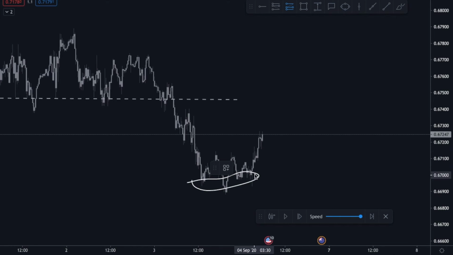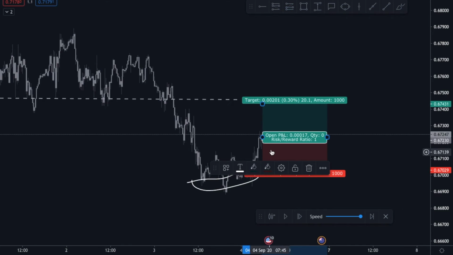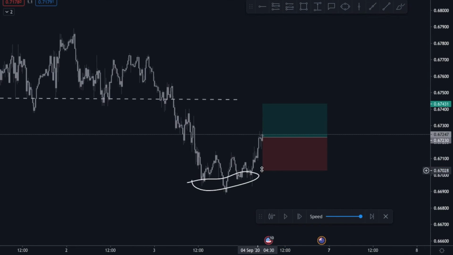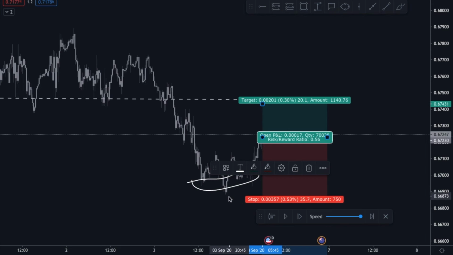I would probably have entered on this candle, but I'm late to this. I'm late to the market right now, so let's just plot it. I'd place it behind there.